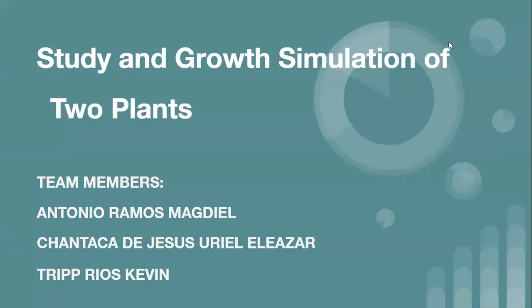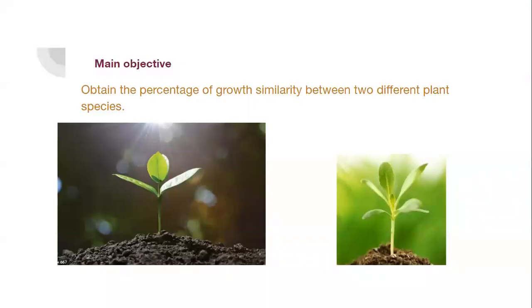Study and growth simulation of two plants. The team members are Antonio Ramos Magdiel, Chantaca de Jesus Uriel Eleazar, and Trip Rios Kevin. Main objective: obtain the percentage of growth similarity between two different plant species. These plants were jamaica and grass.